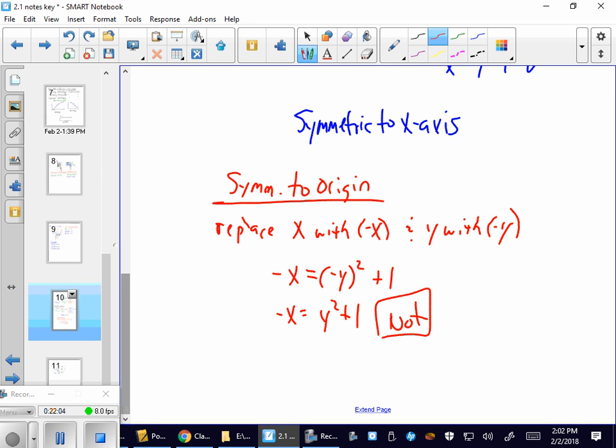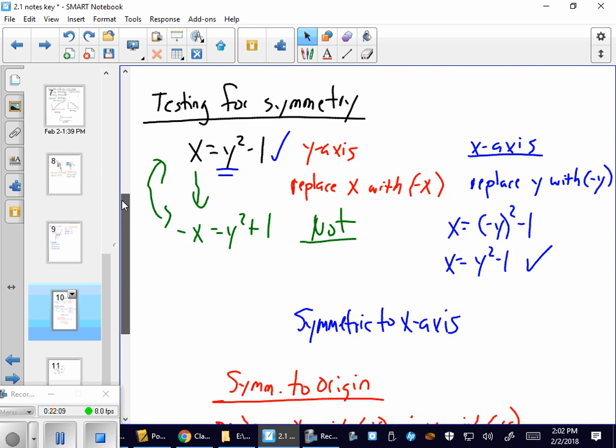Now let me go back up to this graph real quick, and I'm going to show you why these tests work.